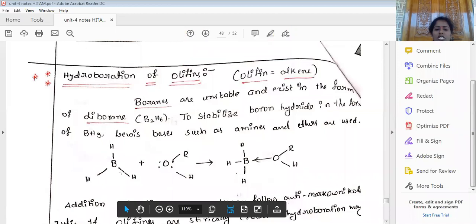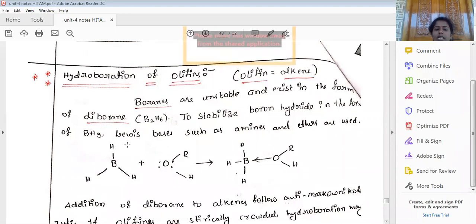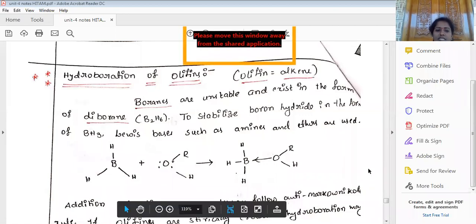BH3 mostly exists in the form of B2H6, which is called diborane. When this diborane is added to the olefin or carbon-carbon double bond, they are involved in reduction. That kind of reduction is what we are going to discuss here.